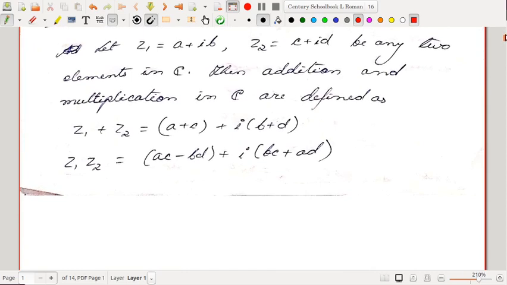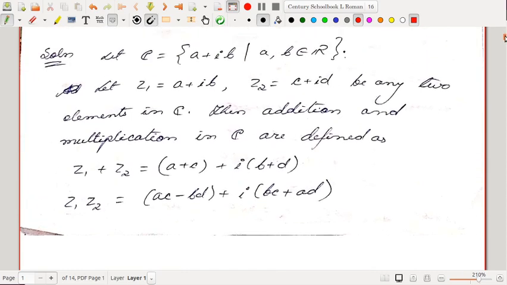So showing such sets as a ring is nothing but a routine exercise to list the properties of the rings. Okay, that we have already done. So step by step. Okay, so let us see.